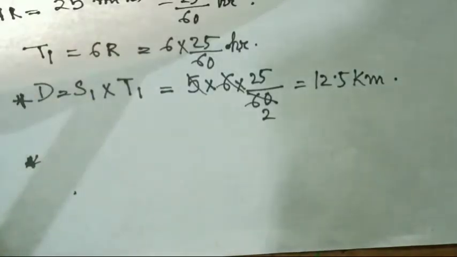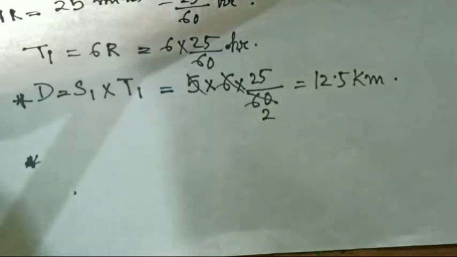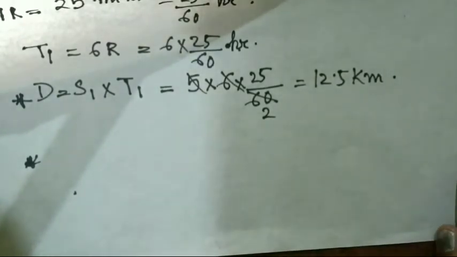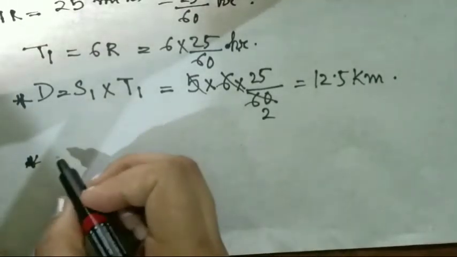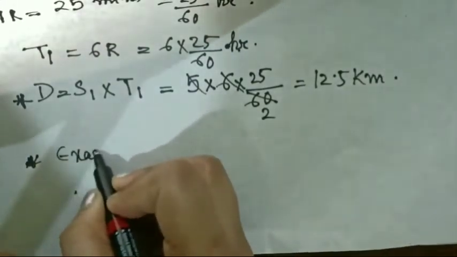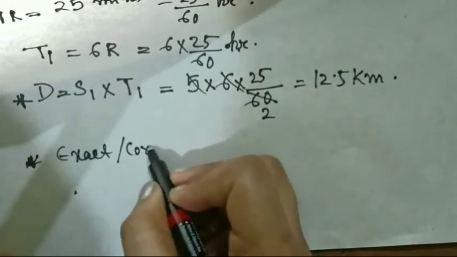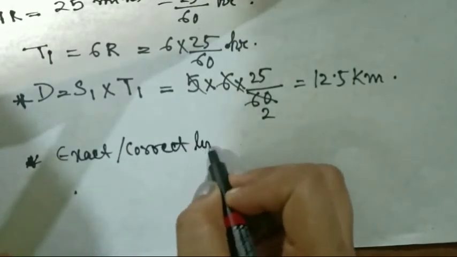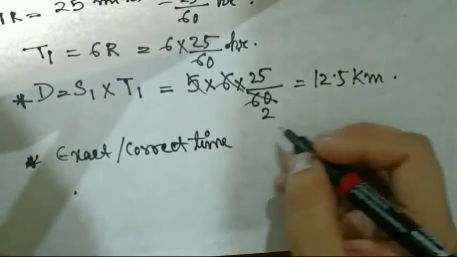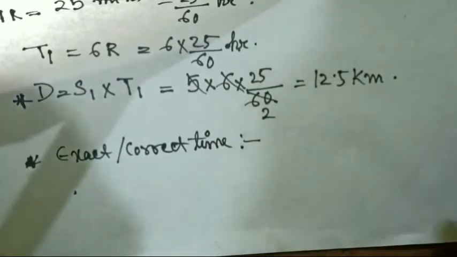Now from this particular question, three questions can be asked. In the first bit it was asked what is the distance from his house. Next, the question that can be asked is what is the exact or the correct time in which he will reach his school. To find this, let us see what we will do.